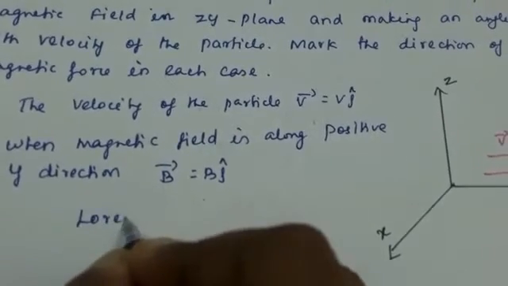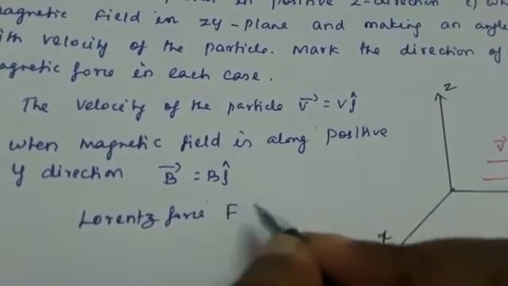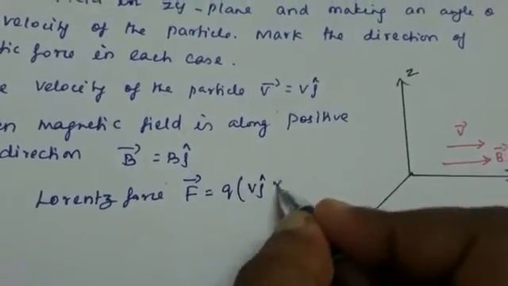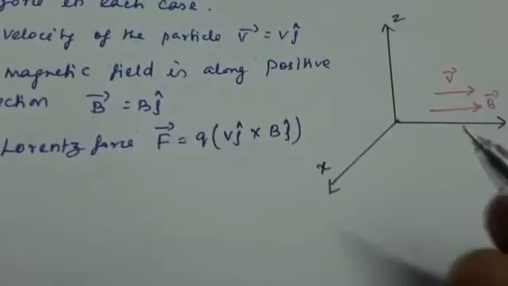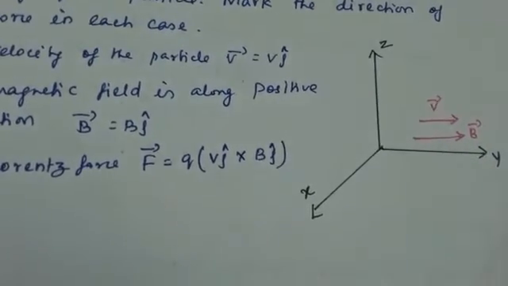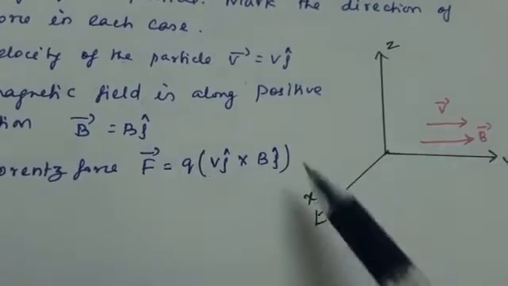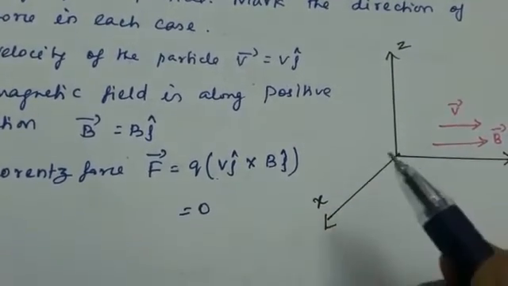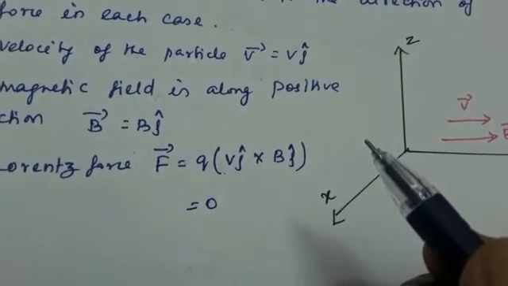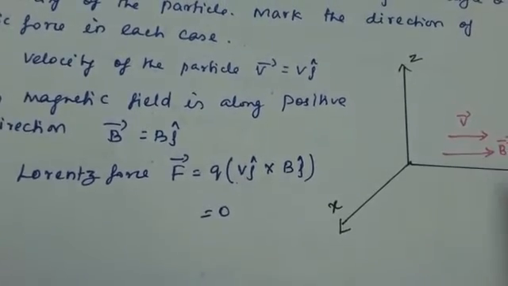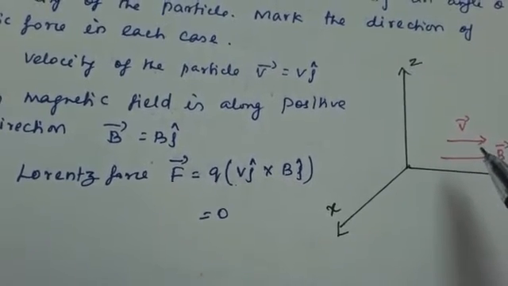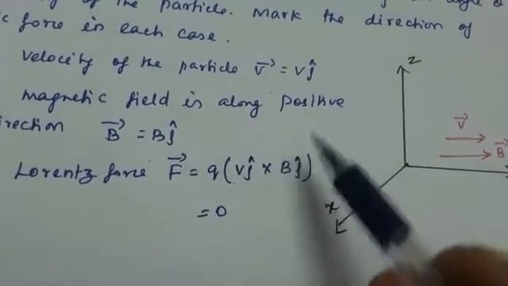Now we can write the Lorentz force, which is what we have to calculate. The Lorentz force F vector is equal to q times v cross B. Here v is v times the j vector, cross B times the j vector. Since both are in the same direction, the positive y direction, what is j cross j? j cross j is 0. So there is no force acting on the particle when it moves along the direction of the magnetic field. When they are in the same direction, no force acts on the particle. So the Lorentz force acting on the particle is 0.